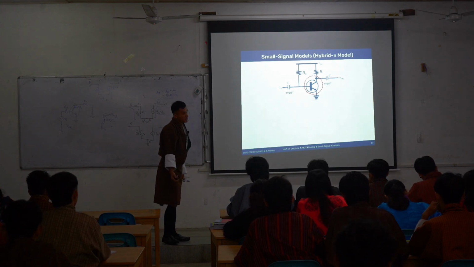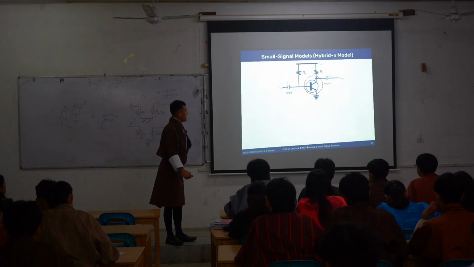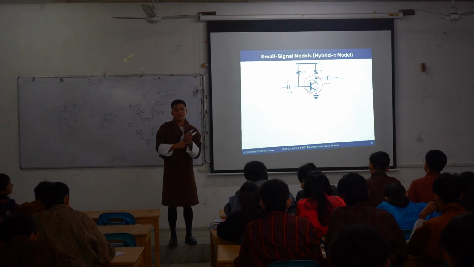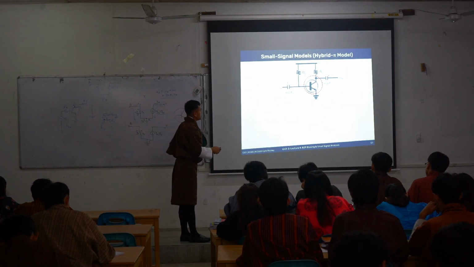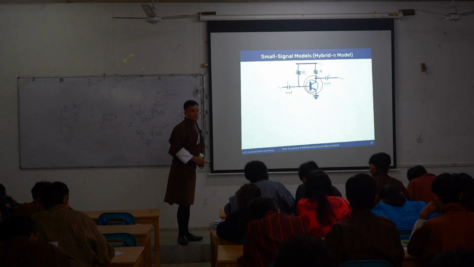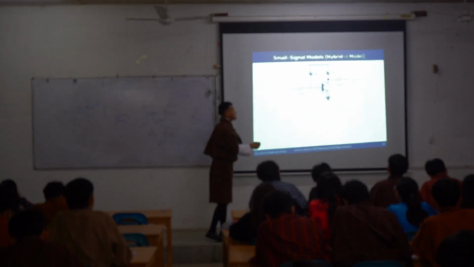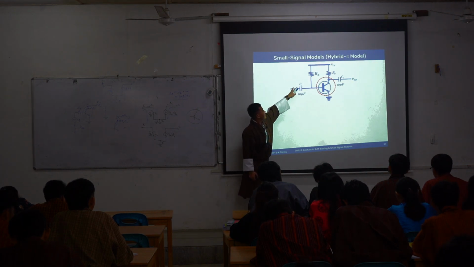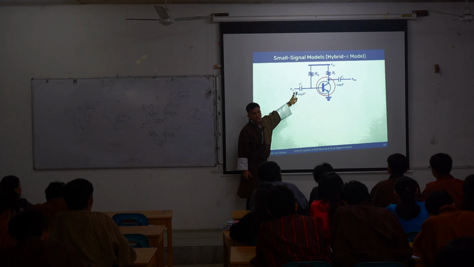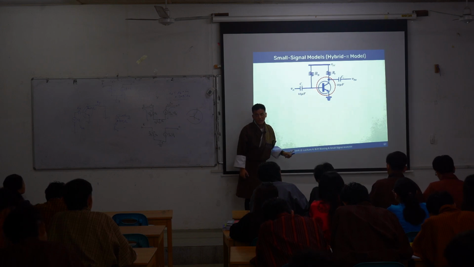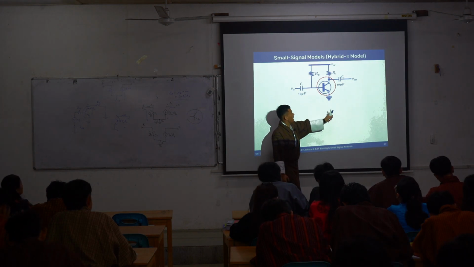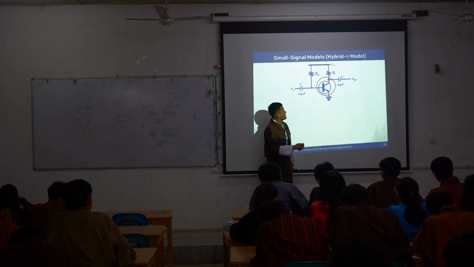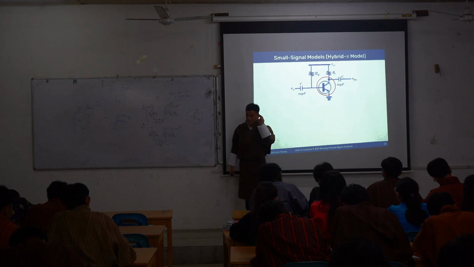Now you have already understood how to represent your small signal, right? Now try to represent this particular circuit in a small signal model. So this VCC is your DC source. This small letter V in is your AC source, and this is your AC output. Remember, this is your DC.